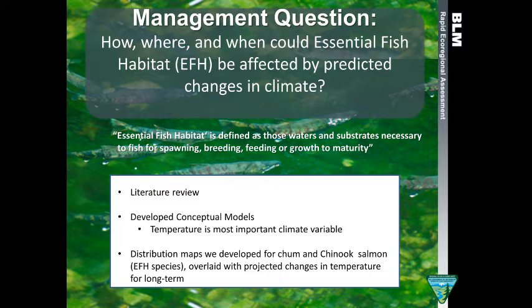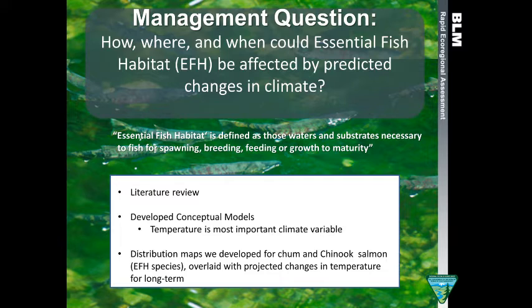And then I did want to show this management question and how we answer this management question. So I'll try to go through this relatively briefly, but this question was how, where, and when could essential fish habitat be affected by predicted changes in climate. And essential fish habitat is defined as those waters and substrates necessary for spawning, breeding, feeding, or growth to maturity. And within the Whitetail study area, there are two species that fall under the EFH definition, and that's Chinook and chum salmon.